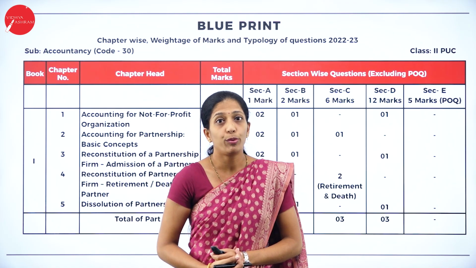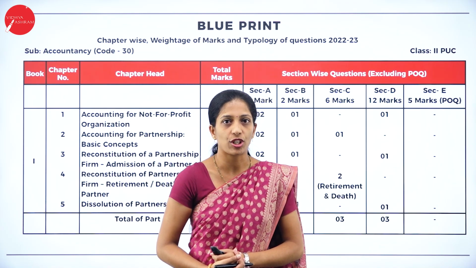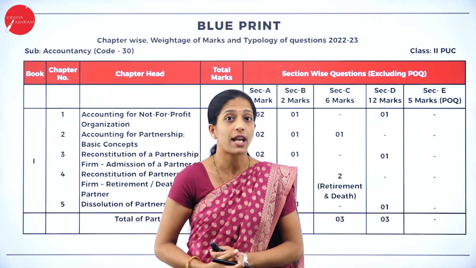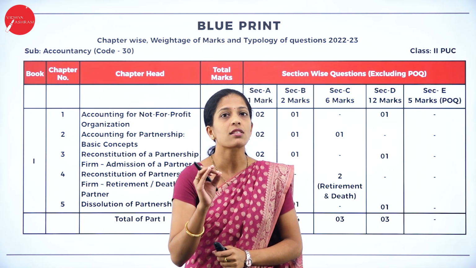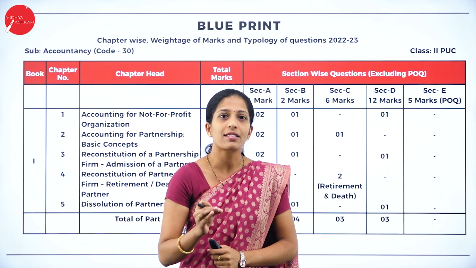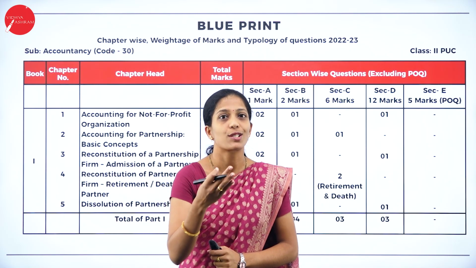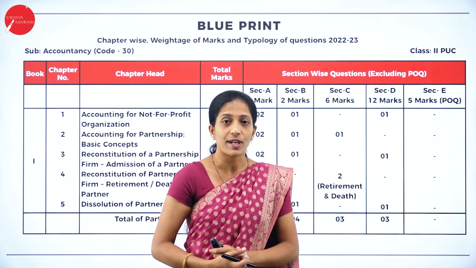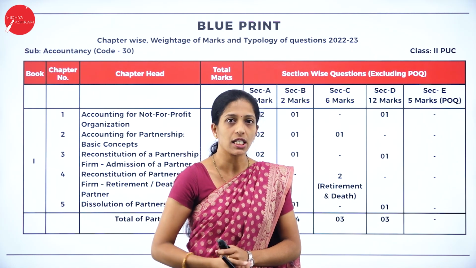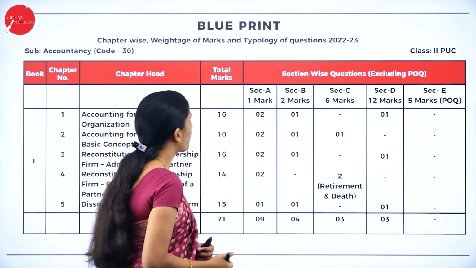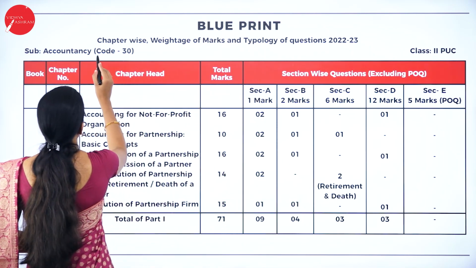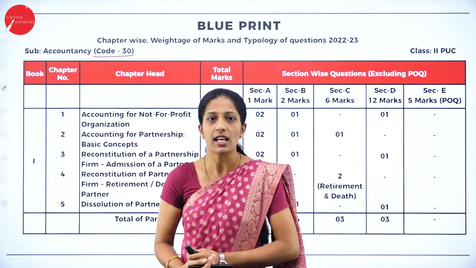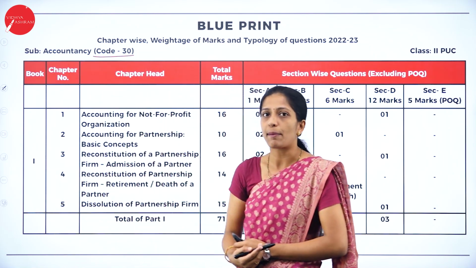Now we shall see the blueprint of your model question paper for this year. So what is your blueprint? From which chapter you can expect 1 mark, 6 marks, 12 marks, as well as your POQ question and your 2 marks. Chapter wise, let us see how many questions they have asked in each and every chapter. This will be your blueprint for second PUC, and remember your subject code for accountancy is 30.